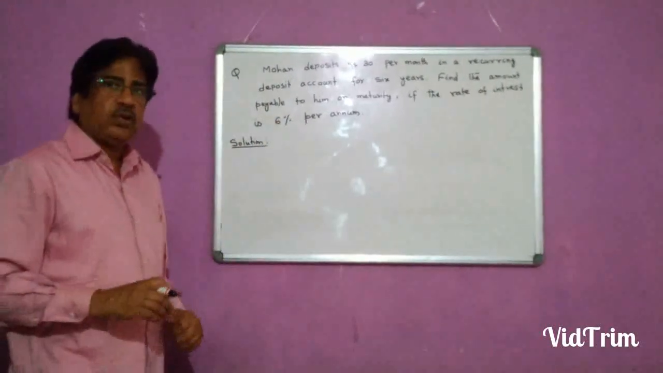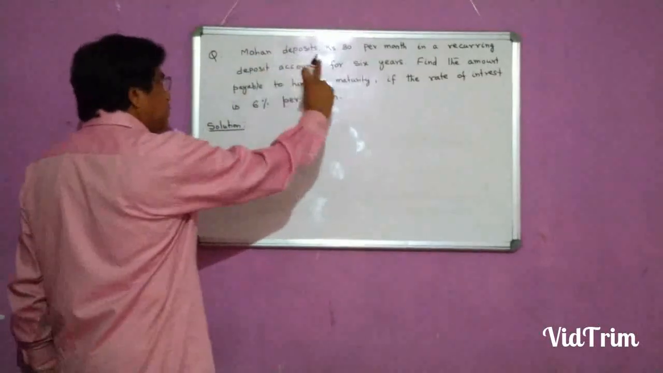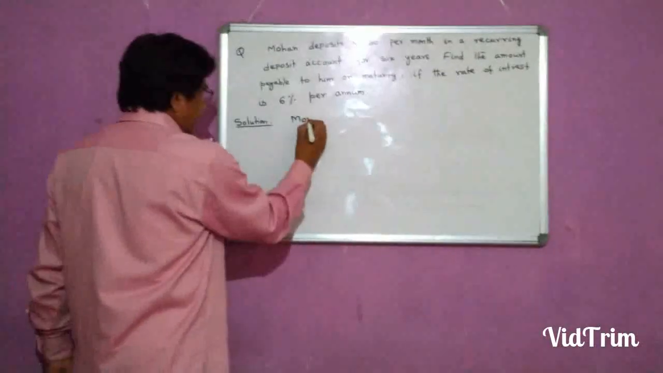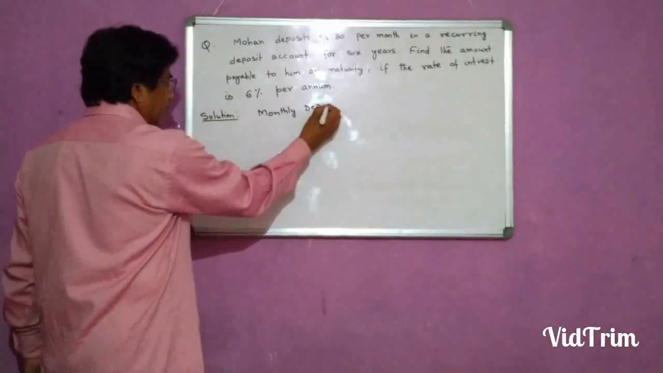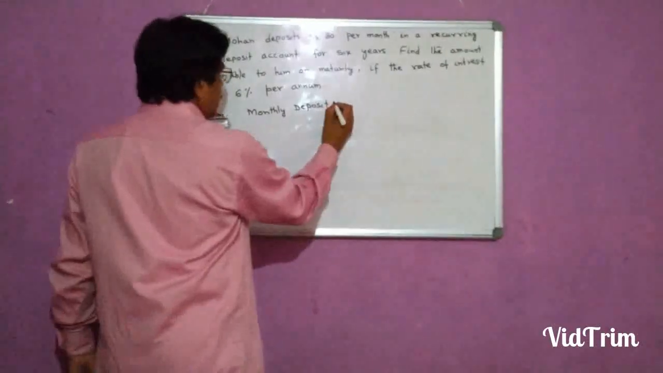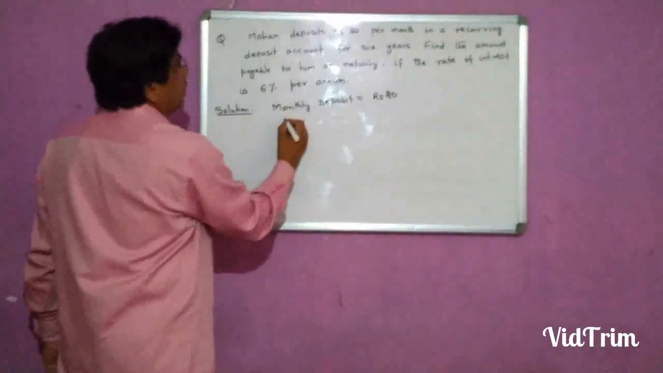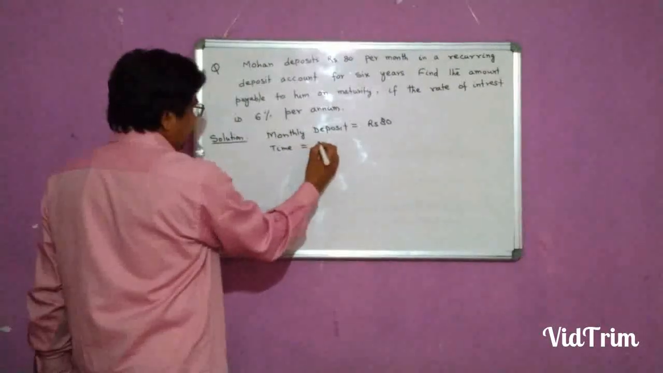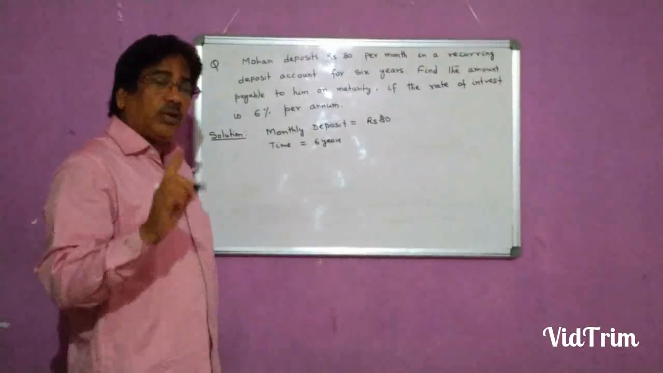First of all, just take down the data which is given in the question. That is, monthly deposit is known to us. Monthly deposit is here rupees 80. Time is here 6 years. As I have told you, you have to take the time in months.